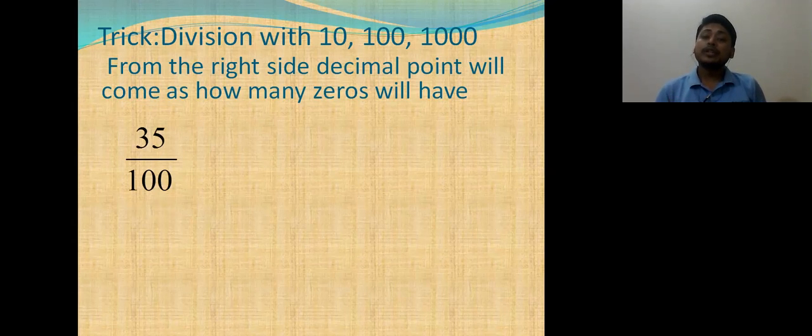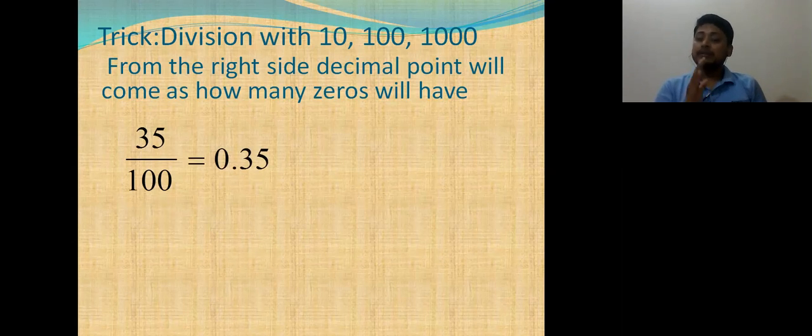What? We have to change into a mixed number. Okay, so you have to change into a decimal number. So no problem, you just have to divide by 100. We know how to divide by 100. If you divide any number by 100, then from the right side, after two numbers, the decimal point will come. So directly we can write 0.35.